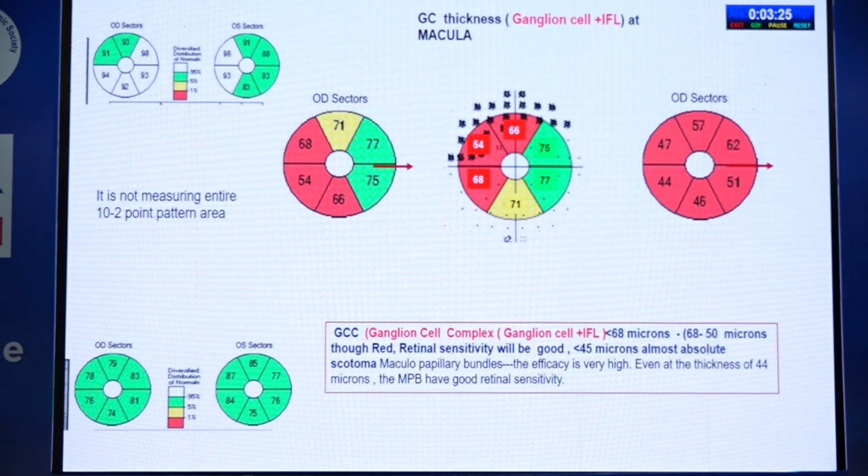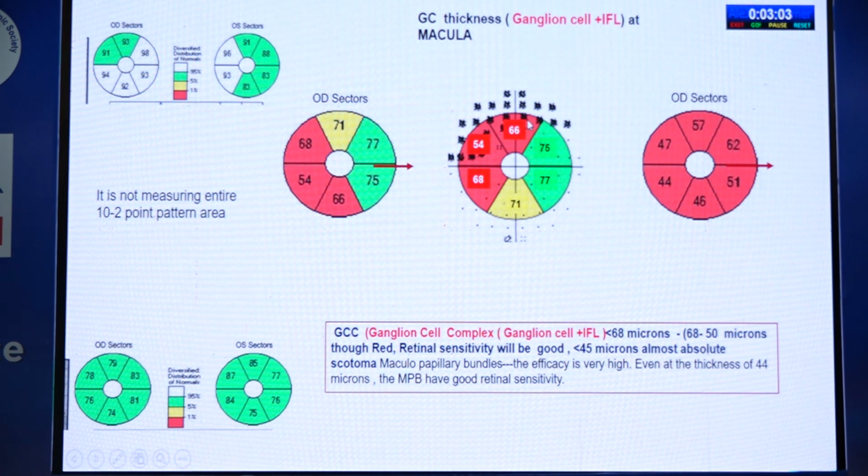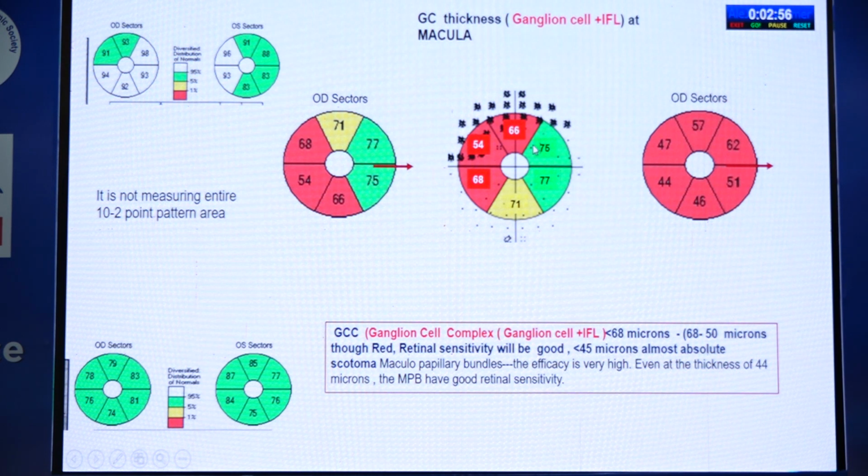On this basis, this is the picture of the ganglion cells at the macular area, which is called the GCC. The GCC corresponds to the central 10 degrees of the visual field. In that area, if you take the various thickness values, the red starts around 65 microns and falls up to about 40 microns.